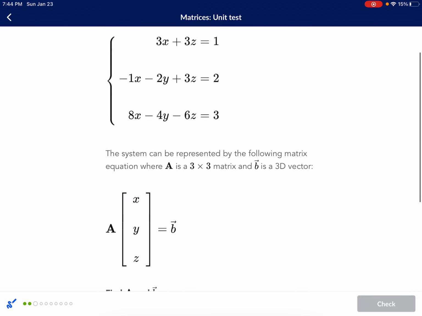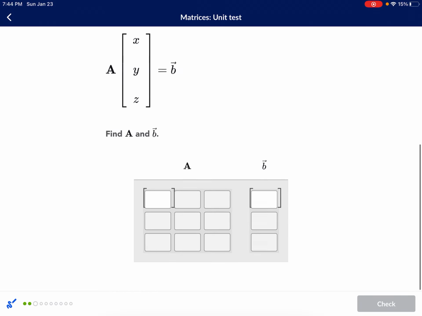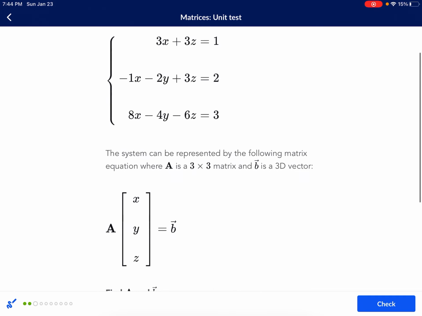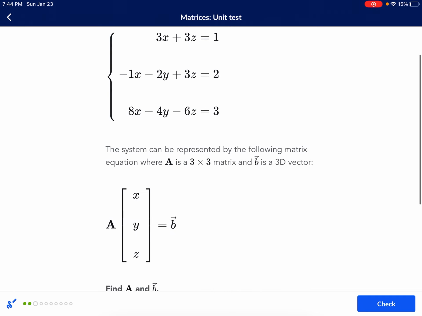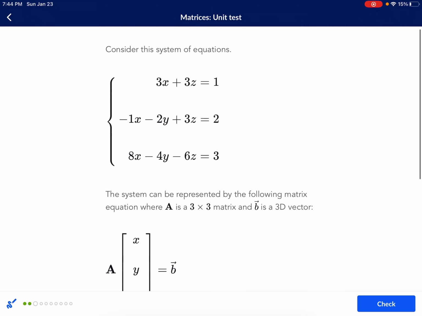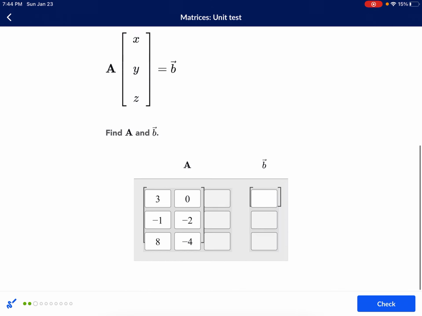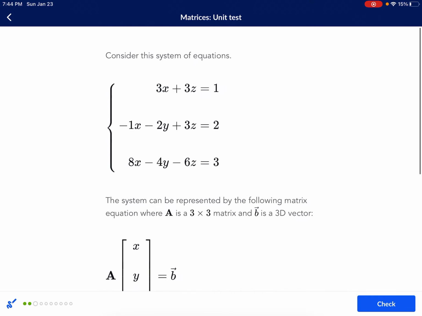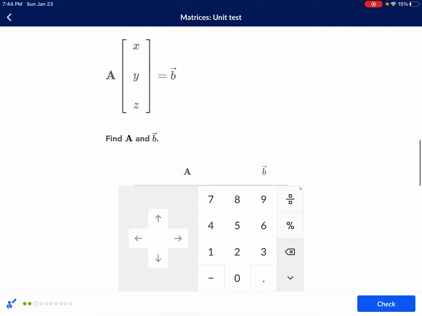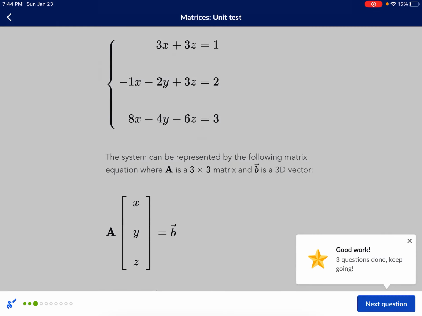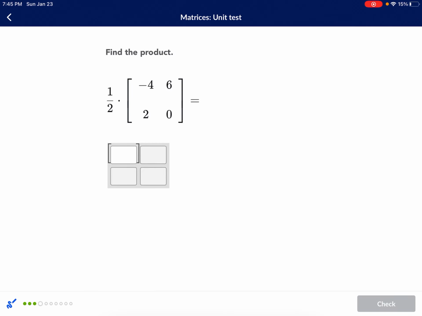Okay, so the first column here is just the x value. So 3, negative 1, 8. And 0, negative 2, negative 4. And then 3, 3, negative 6. And then 1, 2, 3. Am I missing any negative signs? No, I'm not. Okay. Find the product.